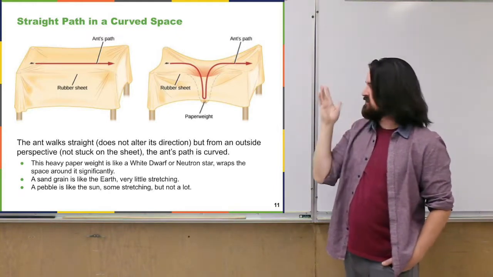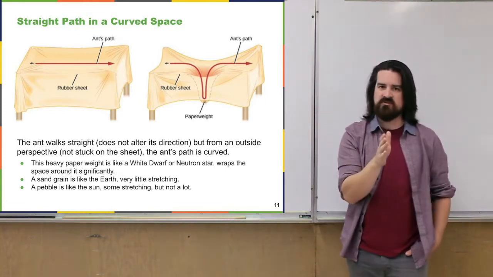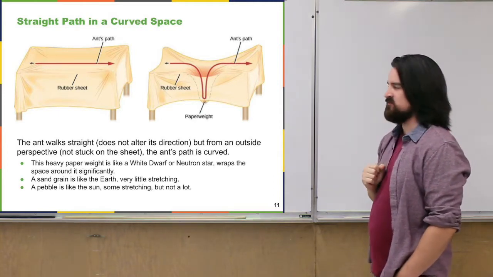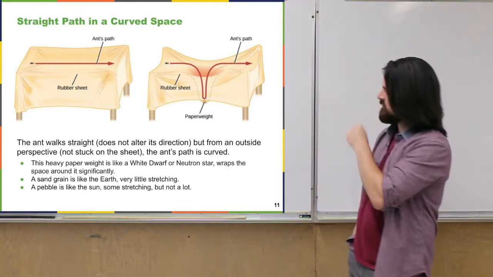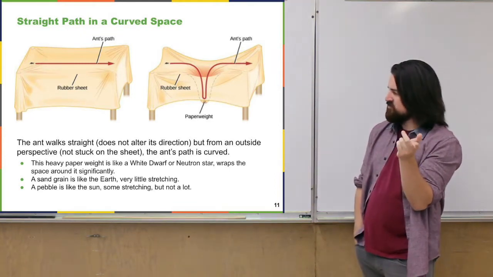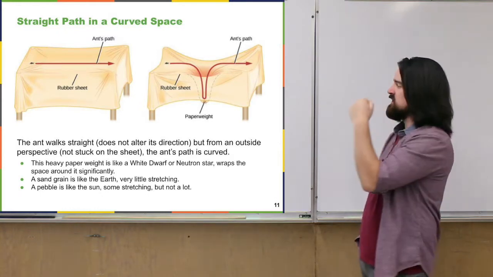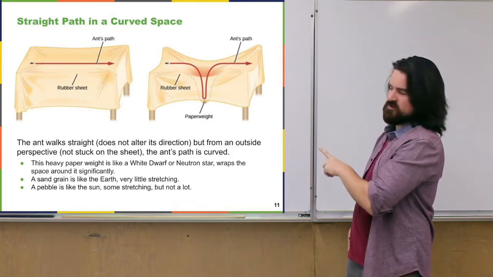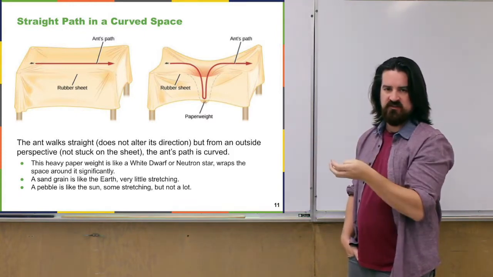But again, from the ant's perspective, it's not changing its path or its direction, it's going straight. From our outside perspective, it certainly seems to curve. And that is because the space that it's in is curved. So if we connect these analogies to actual objects, this paperweight would be something like a white dwarf or a neutron star. This is something that warps space pretty significantly.